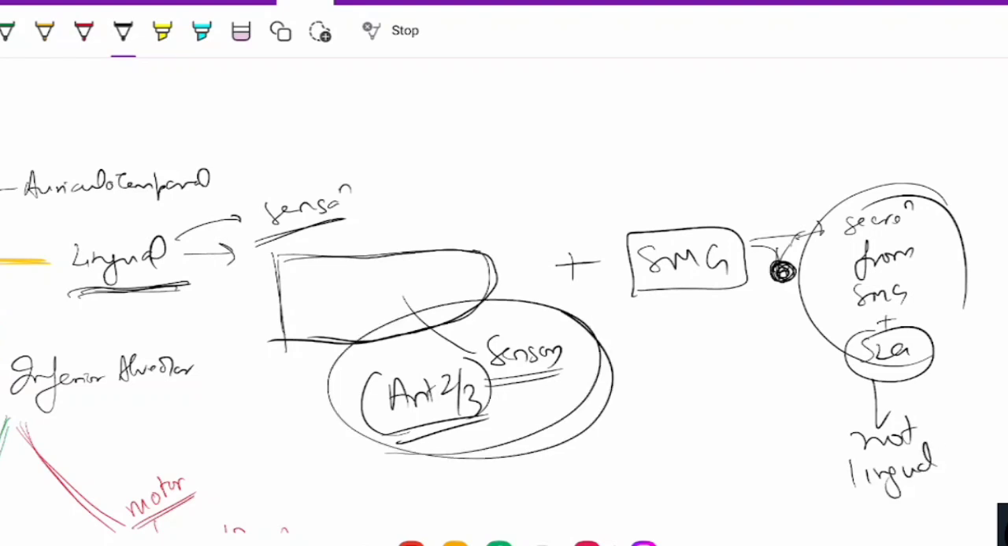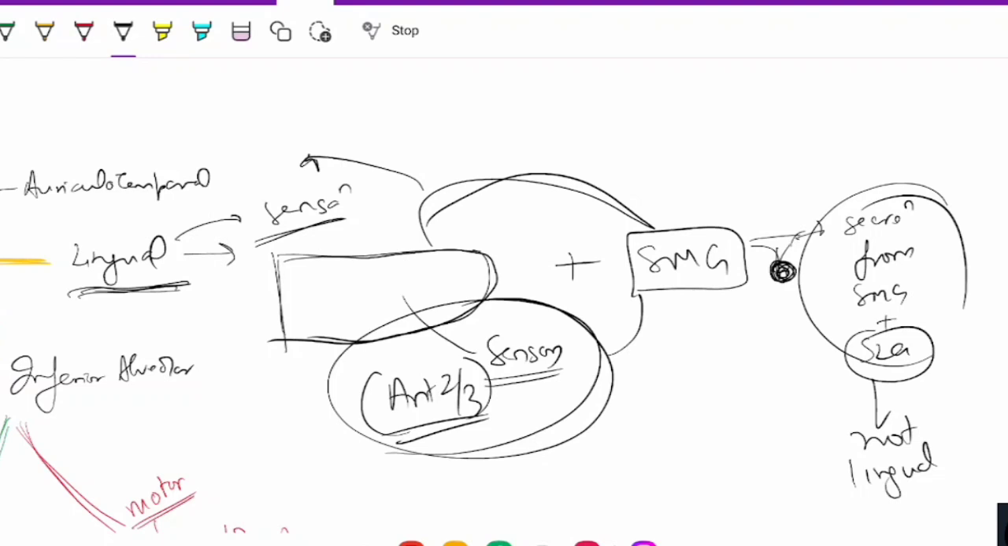So only the sensory part of both the things is by lingual. Secretory part is not by lingual. It is a partner of lingual which comes along with it. What example I gave in the case of lacrimal, it is almost the same thing.